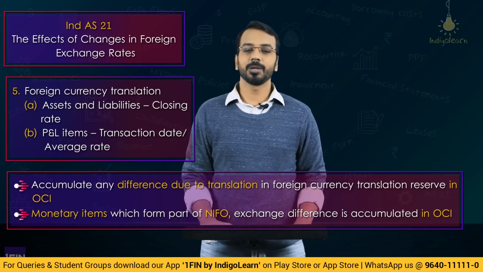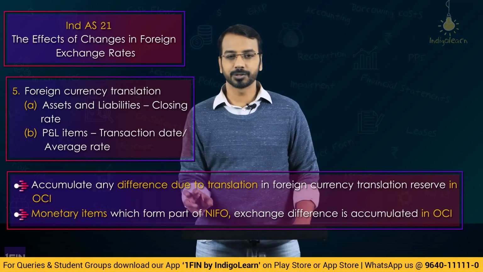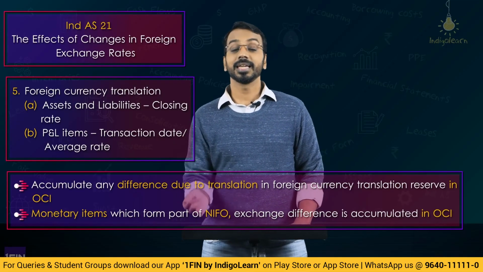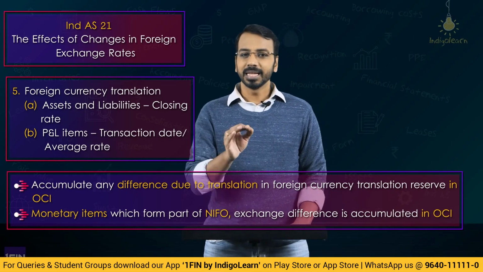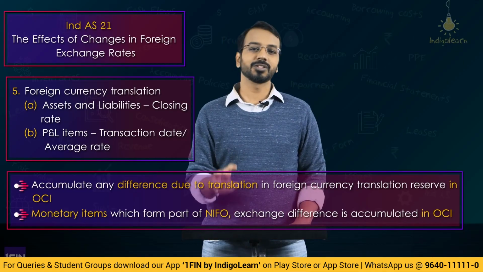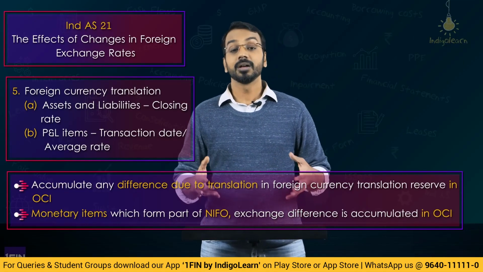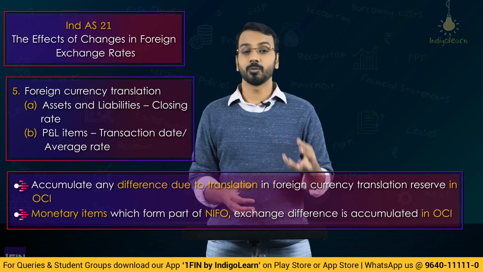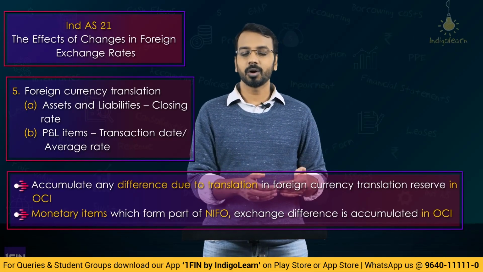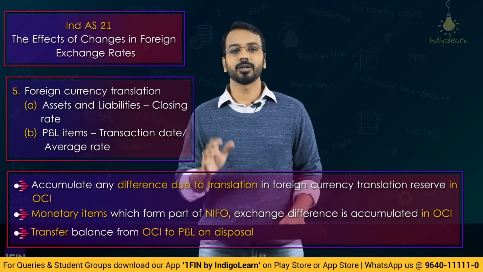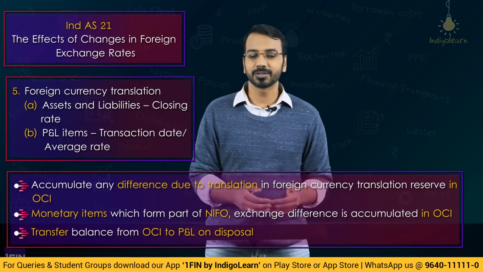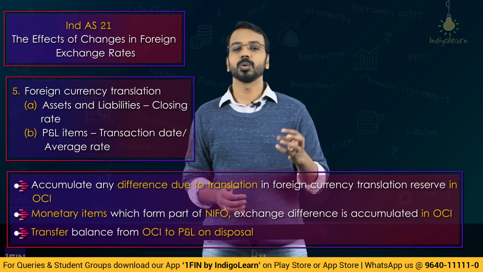Now another thing that you need to keep in mind is whenever there is a foreign operation and we are translating the financial statements of foreign operation into our functional currency, then in that case whatever is the exchange difference on translation, we accumulate them as a part of OCI, right? Now this OCI balance has to be carried on till the time we dispose the foreign operation. At the time of disposal of the foreign operation, that is when you transfer this OCI balance to the P&L, right?